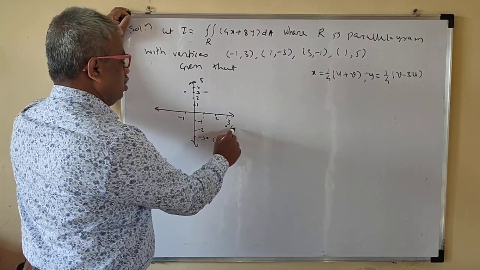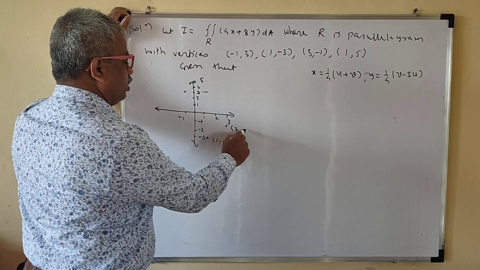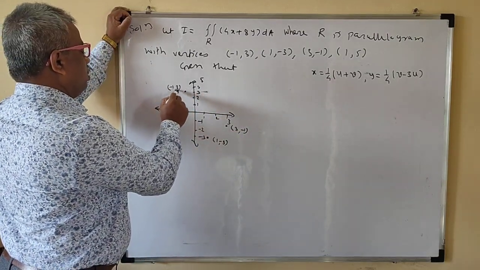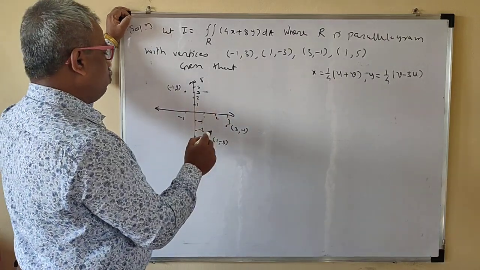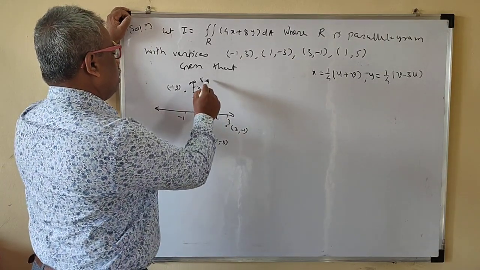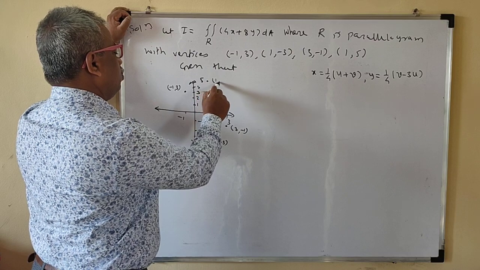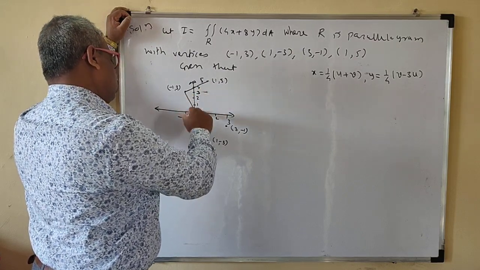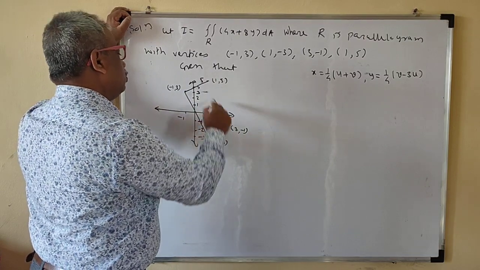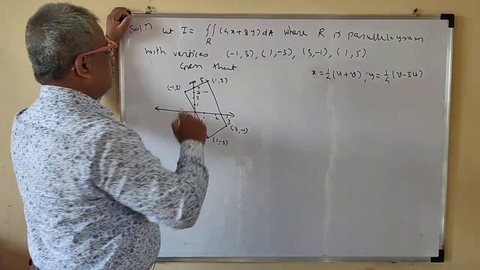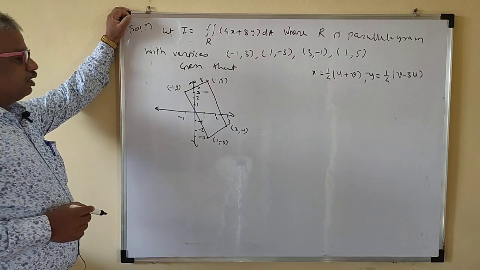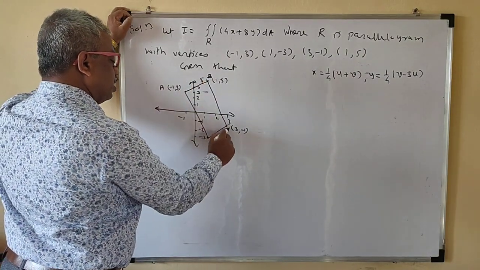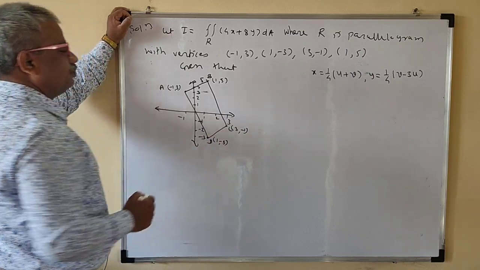This point is x equal to 3, y equal to minus 1. This point is minus 1, 3. And the last point is 1, 5. So we join these points. This is your region of integration. I will call these points A, B, C, and D.